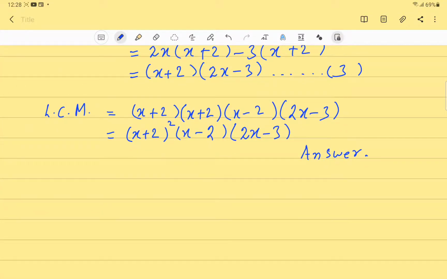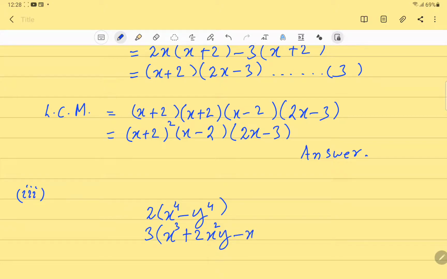Now we will move on to our third question. Third one, the first expression is 2 into x raised to power 4 minus y raised to power 4, and our second expression is 3 into x cubed plus 2x squared y minus xy squared minus 2y raised to power 3.